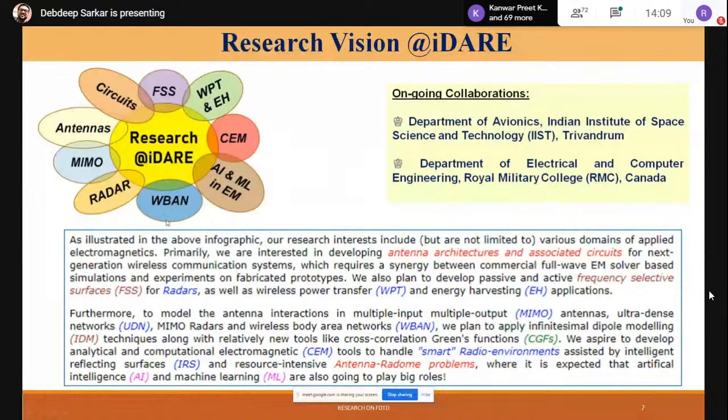And from this infographic, you can see that it is important to find a synergy between the various topics, like starting from the antennas and circuits, and also implementation of frequency selective surfaces, which are very important for radome design and all those problems. Then working on some of the relevant issues from Indian perspective, like energy harvesting and wireless power transfer, as well as wireless body area networks.